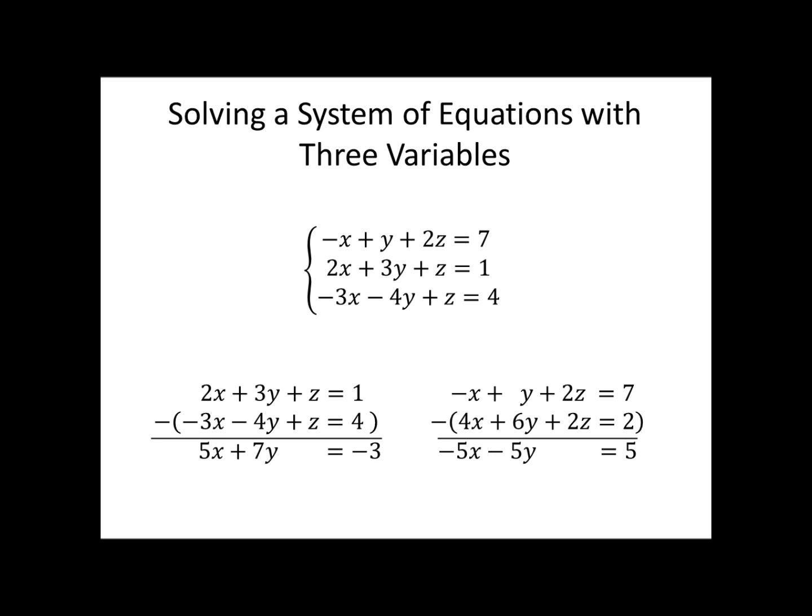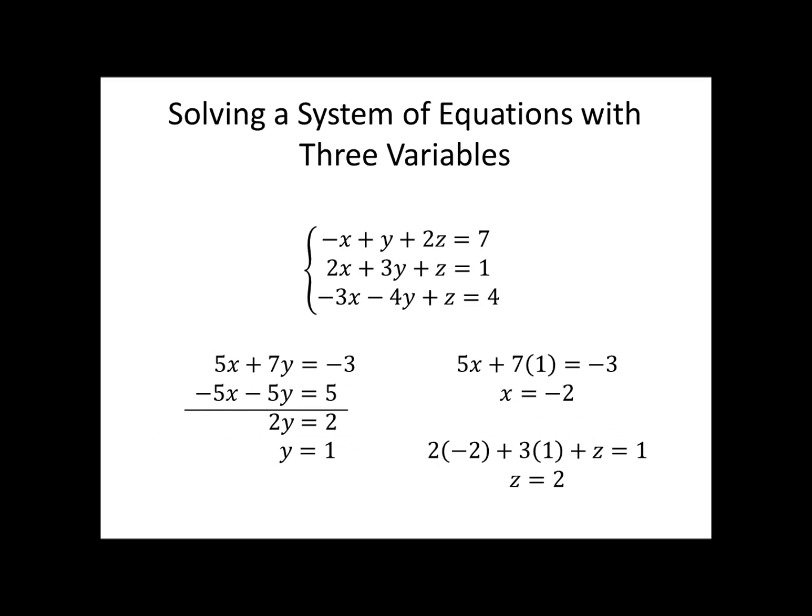Now what I need to do is use these 2 new equations and get rid of one of those 2 variables. Now obviously what I'm going to go after is the x, because I have a 5x and a negative 5x. So when I add the 2 equations, I get 2y equals 2. Solving for y, I get y equals 1. Now my process is to go back through the equations, substituting in to get the other variables.